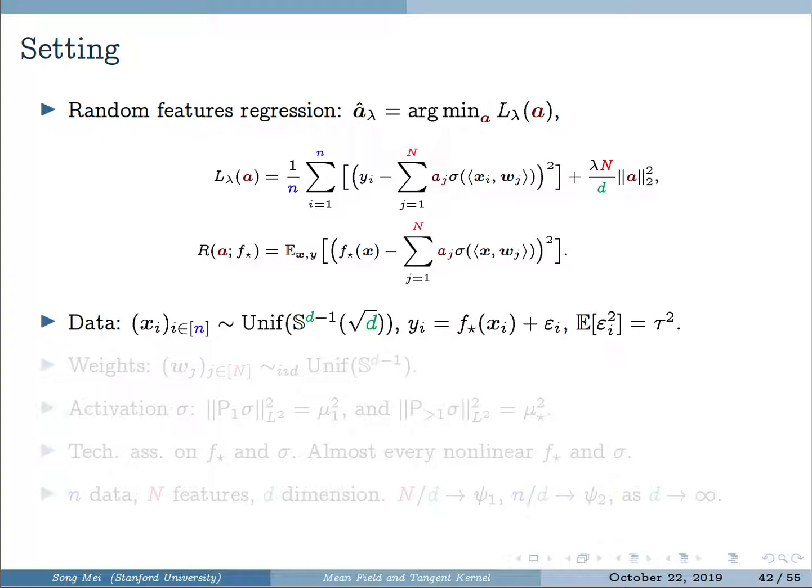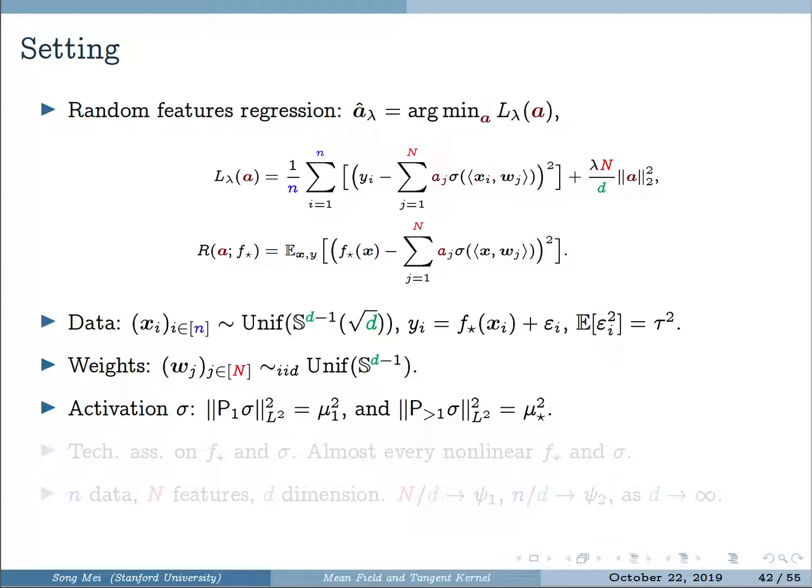So xi's are our data. We assume they are uniformly sampled on the sphere. And the yi's are a function of xi, where f star, we make some assumptions on f star, but we basically assume f star is just an L2 function. And the variance of the noise, we assume it to be tau squared. And J's are the weights. We also assume it's uniformly sampled on the sphere. And this activation function, we make some assumption, but basically it includes almost every activation function, including ReLU and sigmoid. There are some technical assumptions on f star and the activation function, but they are not very strict.